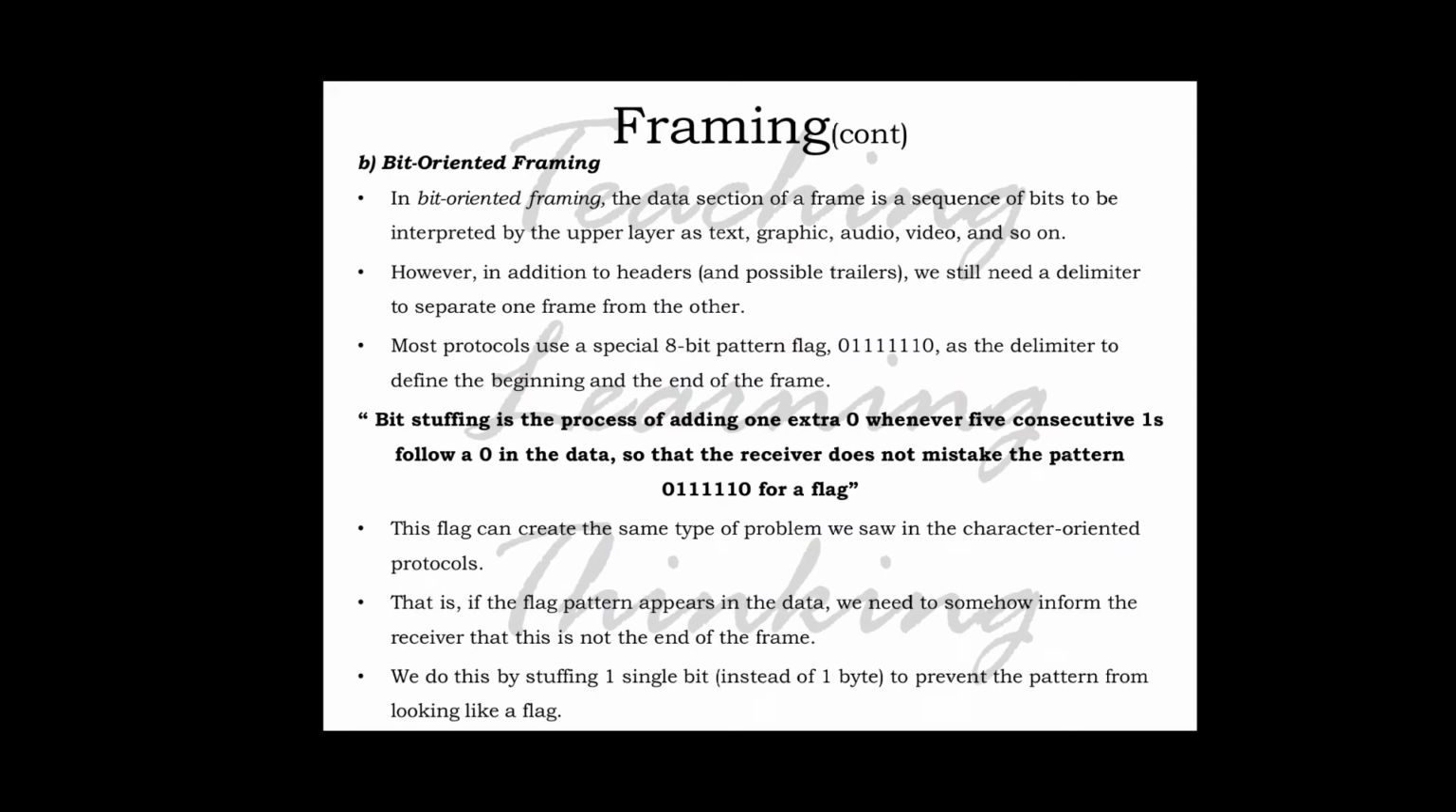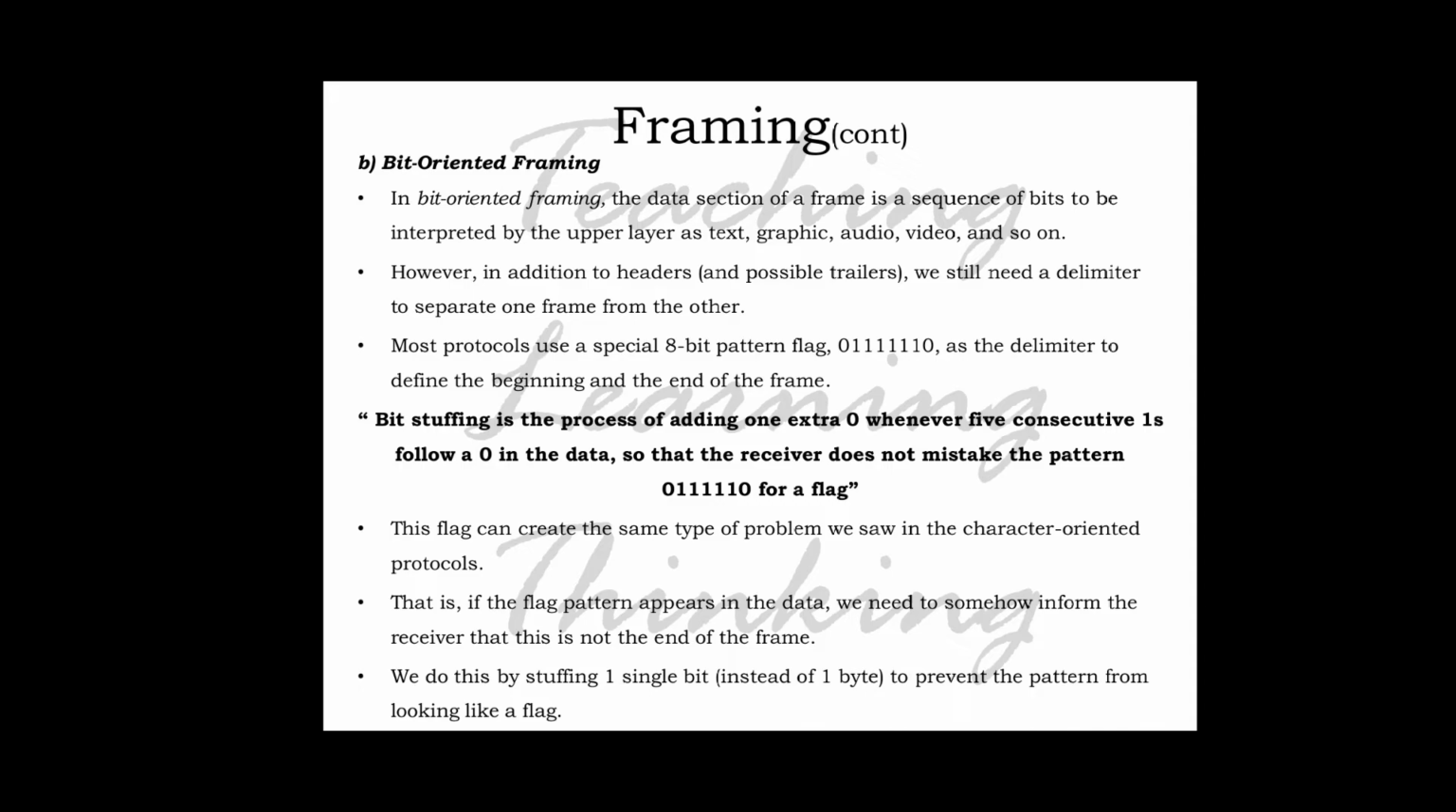So the next one, we already saw some issues in the byte-oriented protocol, so we change that to the bit-oriented protocol. That means we are now discussing bit-oriented framing. In bit-oriented framing, the data section of the frame is a sequence of bits to be interpreted by the upper layer as text, graphics, audio, video, and so on. However, in addition to header or trailer, we still need a delimiter to separate one frame from another. In this case, we use the flag as an 8-bit pattern.